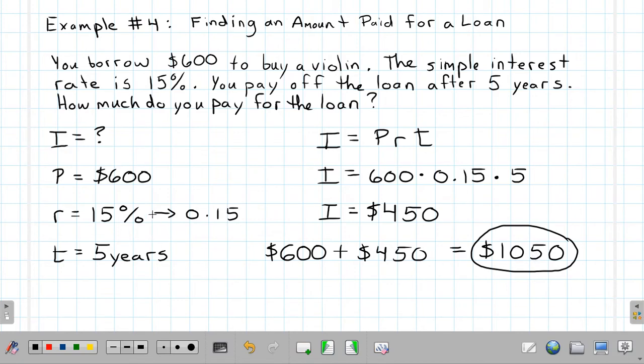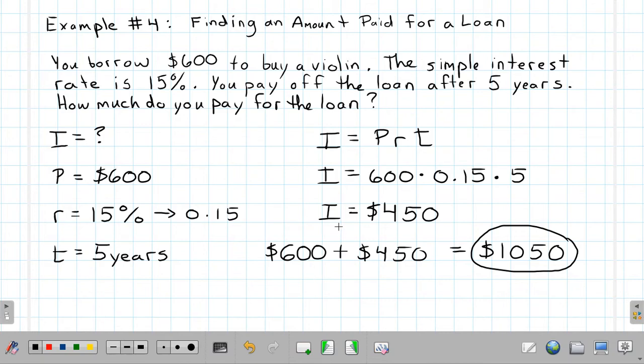Now, why did I say 15% was a big number? Well, look how much interest you had to pay here. If you didn't pay the loan off until after 5 years, you paid over half. I'll go ahead and tell you, you paid 75% of what you borrowed just in interest. That's a big amount, okay? So you almost ended up paying double for the violin than what you had to if you would have just bought it straight out without a loan, okay?